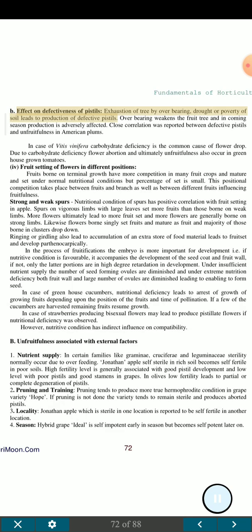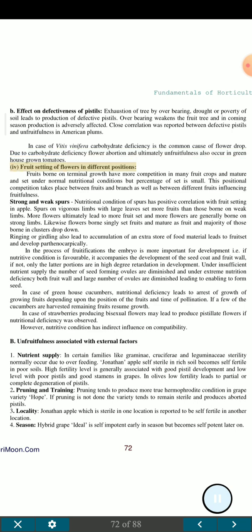B. Effect on defectiveness of pistils. Exhaustion of tree by overbearing, drought or poverty of soil leads to production of defective pistils. Overbearing weakens the fruit tree and in the coming season production is adversely affected. Close correlation was reported between defective pistils and unfruitfulness in American plums. In case of Vitis vinifera, carbohydrate deficiency is the common cause of flower drop. Due to carbohydrate deficiency, flower abortion and ultimately unfruitfulness also occur in greenhouse-grown tomatoes.